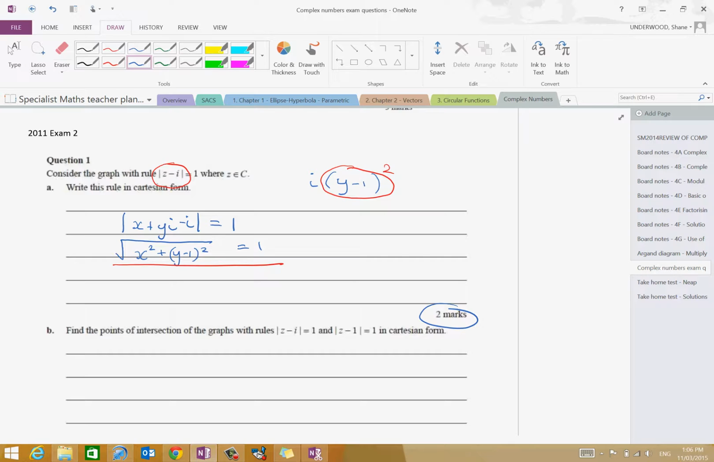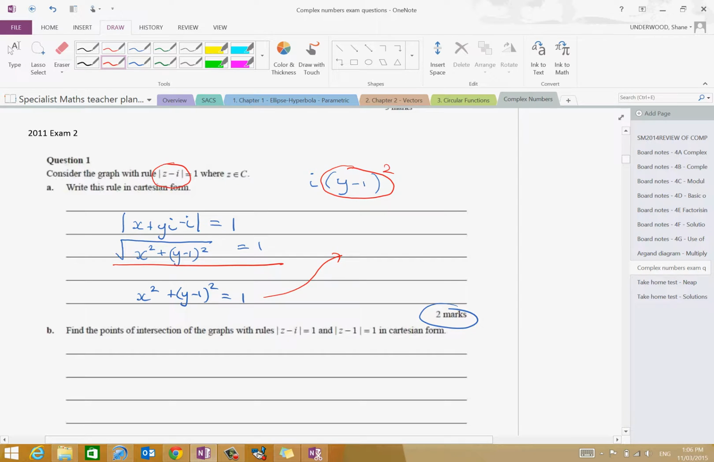Now, by the way, for all these 45 marks I'm going to go through in this video, I don't use a calculator once. That doesn't mean you can't use a calculator, but remember, you've got to show method marks. So with these sort of things, show your algebra. Therefore, we're going to square both sides, and we're going to say x squared plus (y minus 1) all squared is equal to 1.